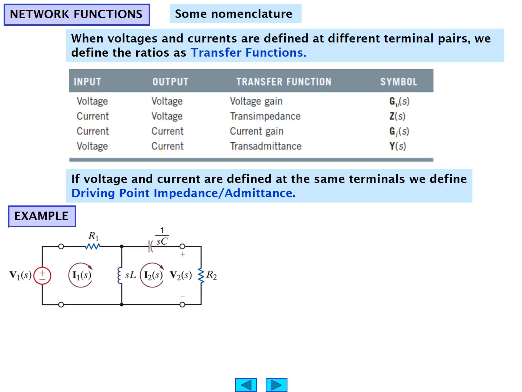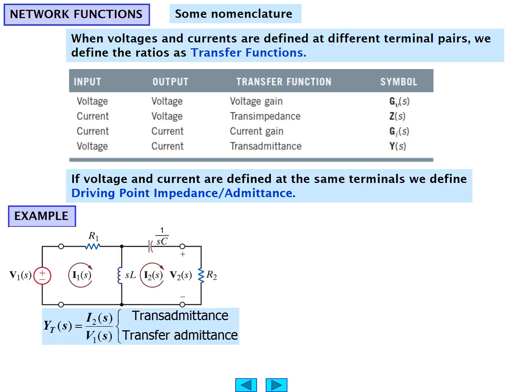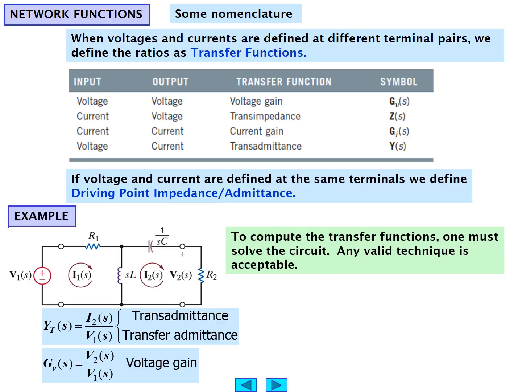So here's an example. V1 of S develops a mesh current of I1 of S through R1 and SL. And then we have a current I2 of S with a capacitor 1 over SC and an output voltage V2 of S across R2. Therefore, YT of S is equal to I2 of S divided by V1 of S. That would be a transadmittance transfer function. And GV of S, defined as V2 of S divided by V1 of S, would be called a voltage gain. To compute the transfer functions, we must first, of course, solve the circuit, and any technique that we've learned up to this point is certainly acceptable.